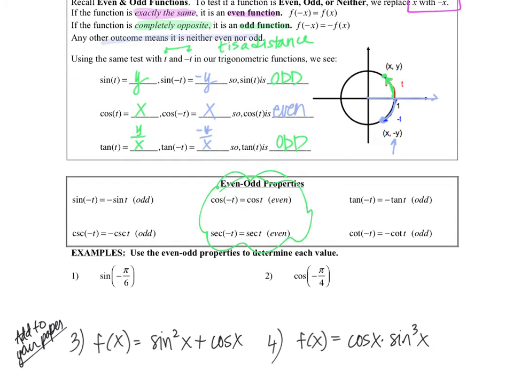All right, so continuing on and using that information. I know that I didn't give you the most updated version of my note sheet, so that's why 3 and 4 are written here, and you're going to have to add those to your paper in a second. But I know you have 1 and 2 on your paper, and it says, use the even and odd properties to determine each value.